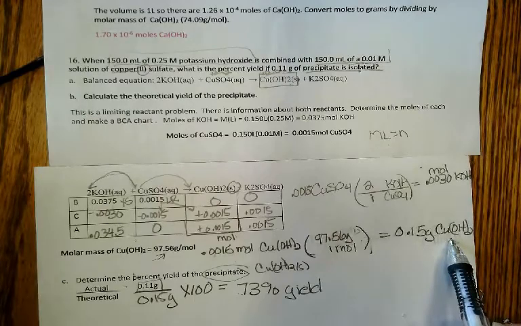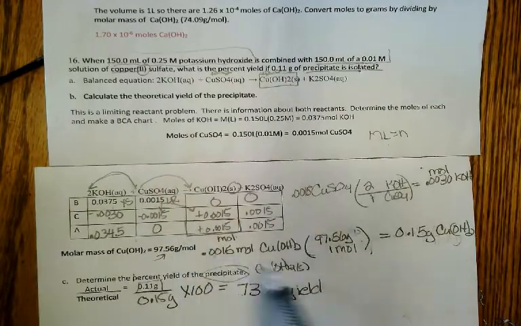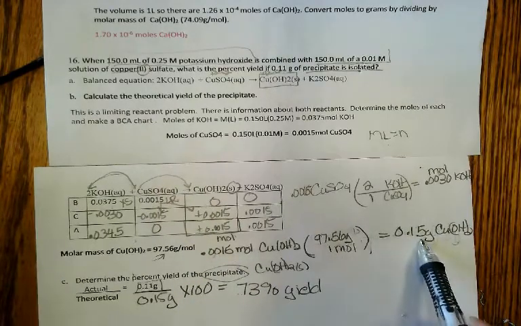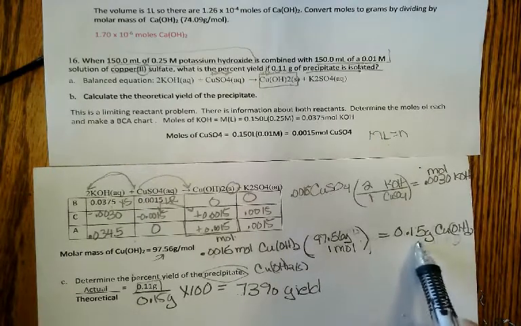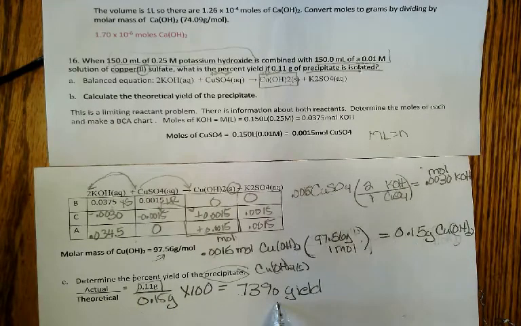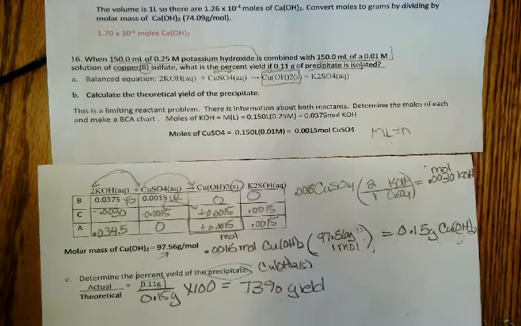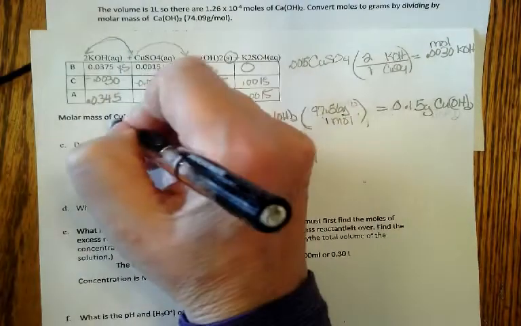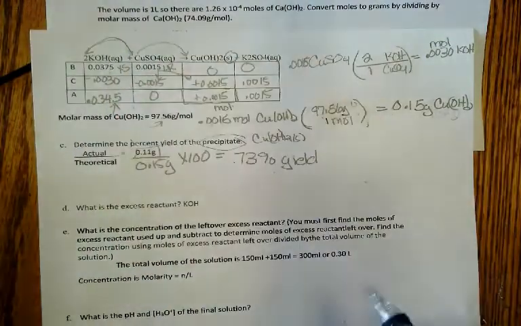copper hydroxide. Now, since I figured this out, it didn't really happen in a lab. That's my theoretical. This is what I should have produced, but I only produced 11 grams. So actual over theoretical, you get 73% yield. What is the excess reactant? The excess reactant right here is copper hydroxide.